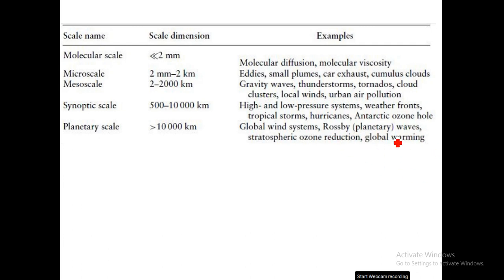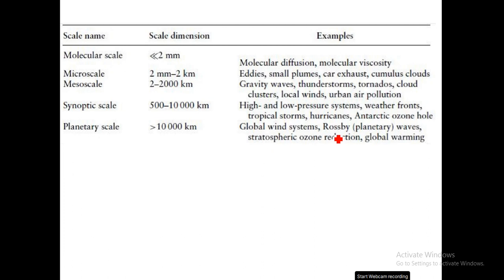Then we have atmospheric waves such as Rossby waves and all. Maybe you will study this in the coming chapters. This is just an atmospheric wave. Just like we have waves in the ocean, we have atmospheric waves also. We cannot see them, but they have a large impact on the weather systems as the waves are moving. So that is another example of planetary scale phenomena.